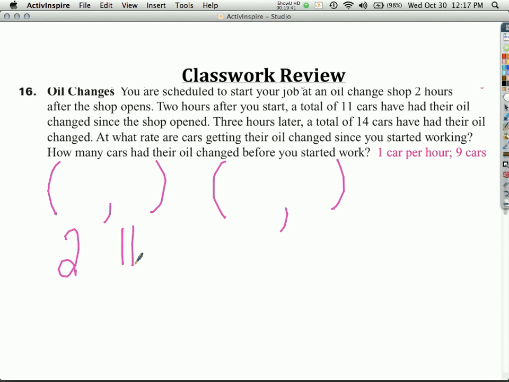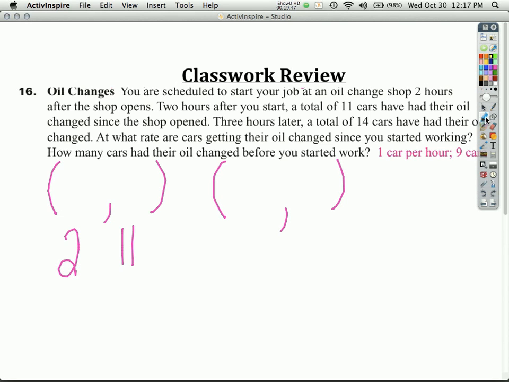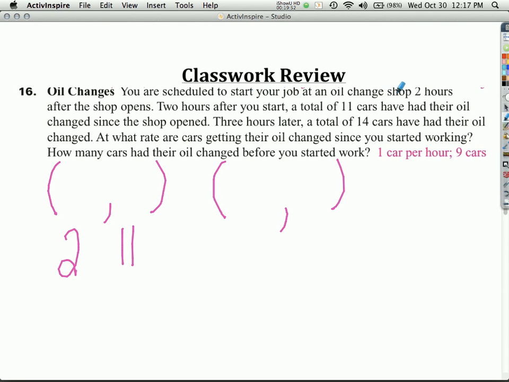Sebastian? You started 2 hours after the shop had opened. That's right. So it's a reading issue. You are scheduled to start your job at an oil change shop 2 hours after the shop opens. So you step into the shop, how many hours have already passed by? 2. Now, 2 hours after you start. So how much time has passed now? 4.